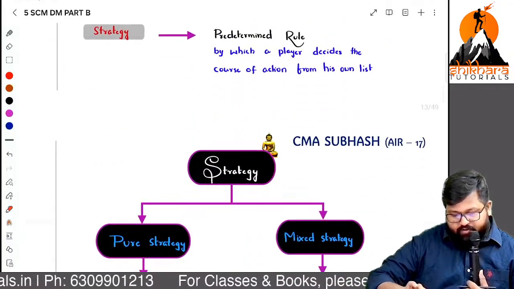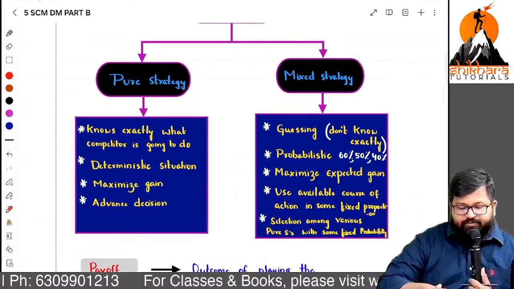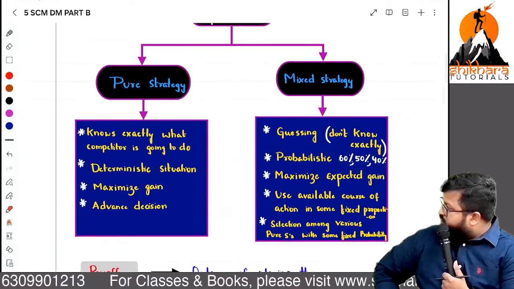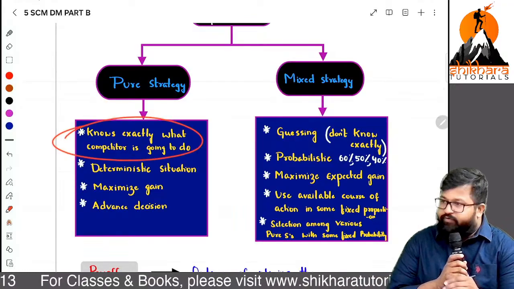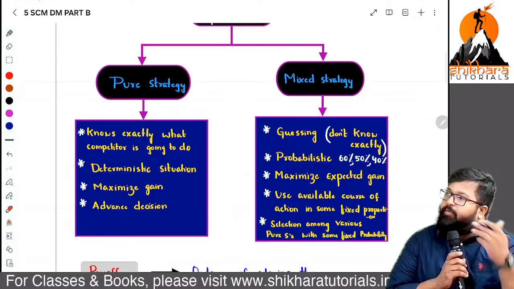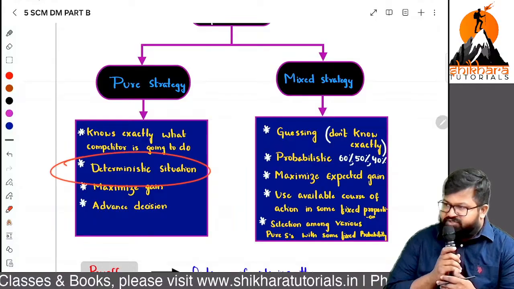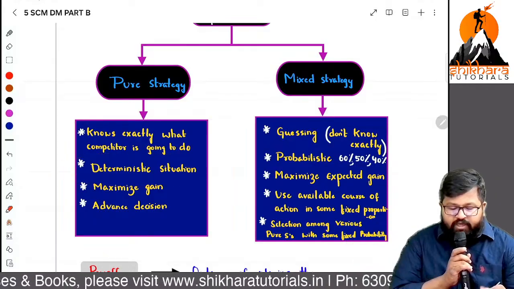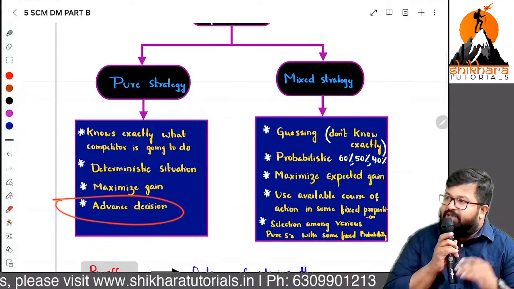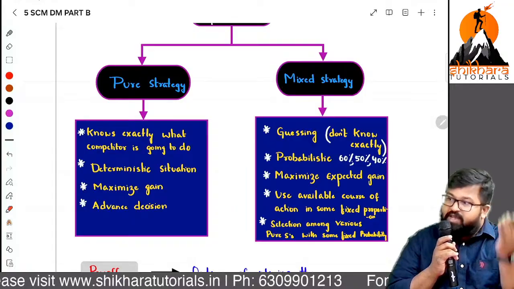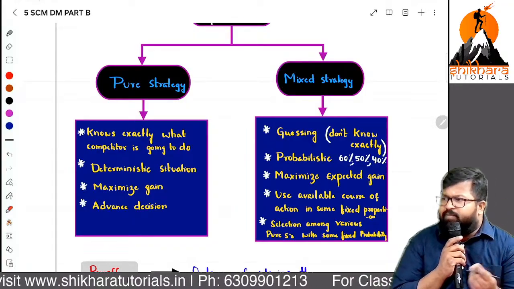Sir, what is the pure strategy process? Basically, can you tell those points? You know exactly what the competitor is doing, so automatically we take a proper action, and it is a deterministic situation. We determine what he will take. And what is our main motive? Maximize gain. And what is this? Advance decision. As we know everything about him, whatever decision we take will be in advance.